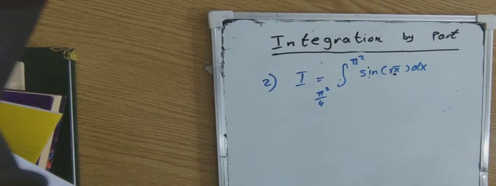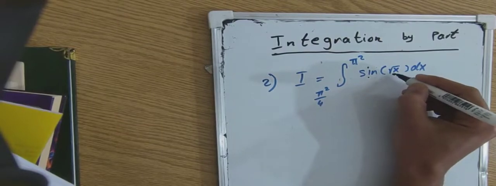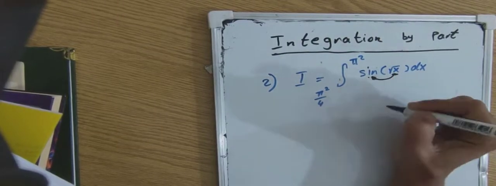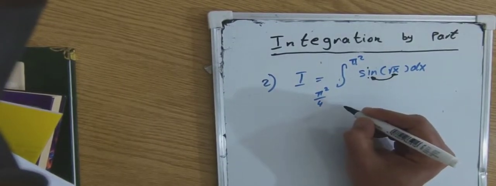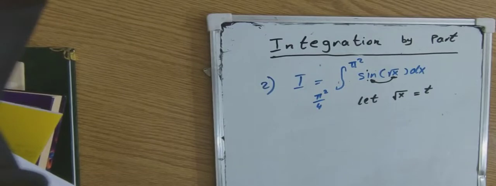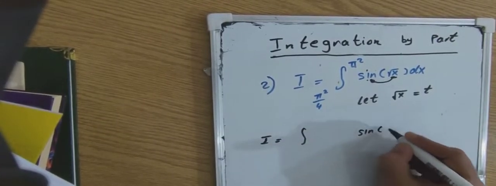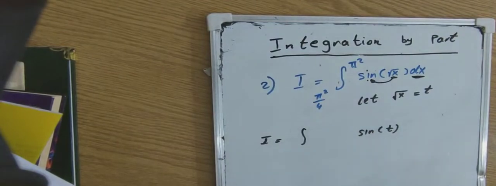But before we use integration by parts, my advice: don't keep a composite function, like we have root x as an argument of sine. So before using integration by parts, we must select root x to be t and use substitution from x to t. So we have now sine t, and of course we must calculate the differential dx, and also we must calculate the limits for t.